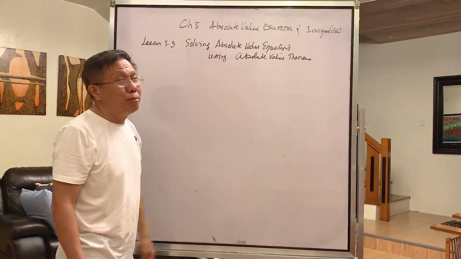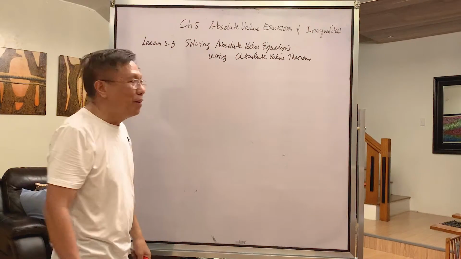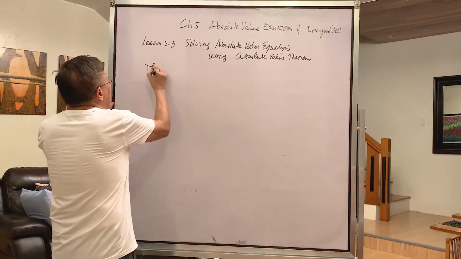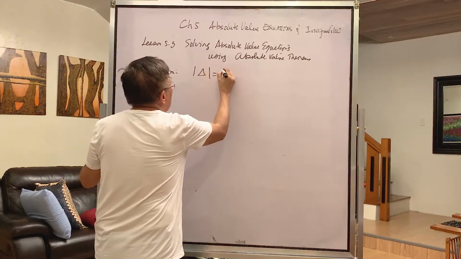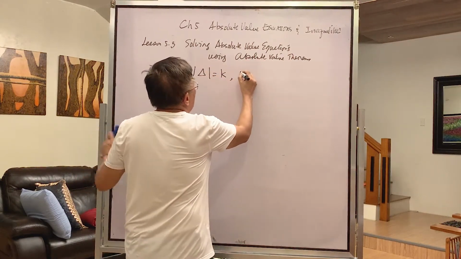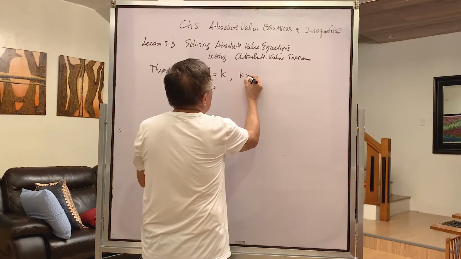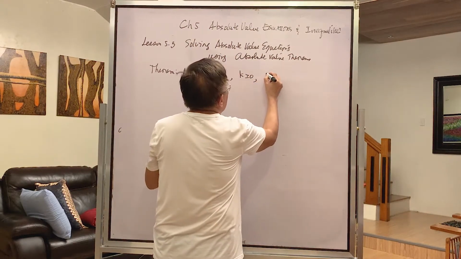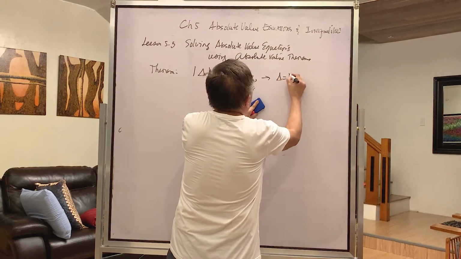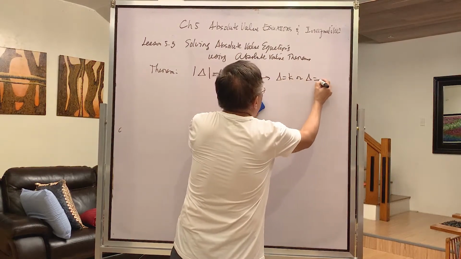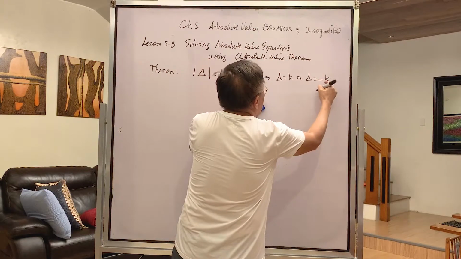Solving absolute value equations using the definition. Okay, so these are the theorems that we will be using. The absolute value of triangle equals k, for as long as k is greater than or equal to 0, implies that triangle equals k or triangle equals negative k. That's just it.